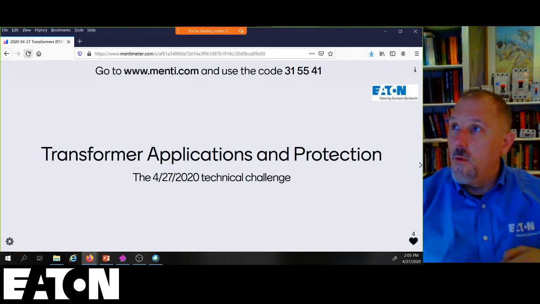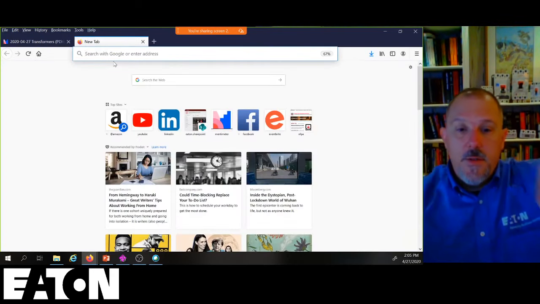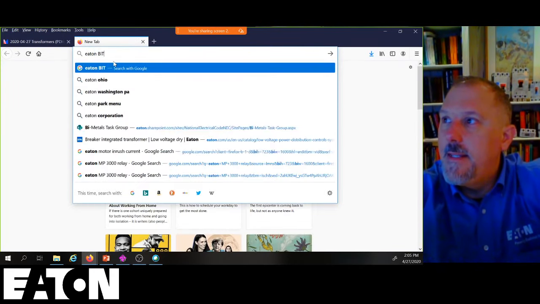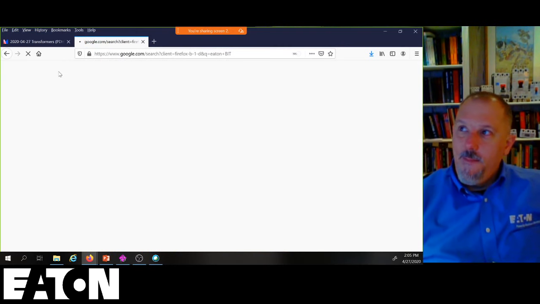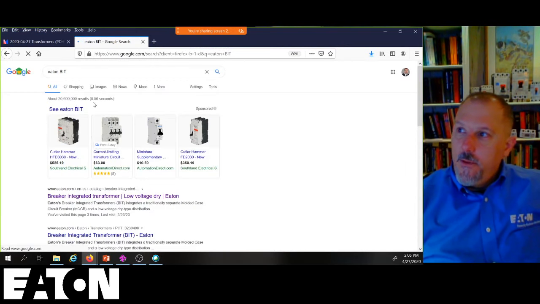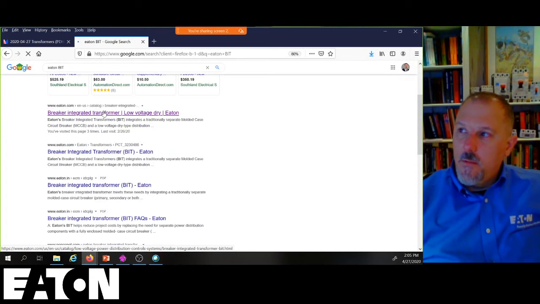And what we did with the transformer, that breaker in transformer, we call it a BIT. Remember, 315541. Let's do an Eaton BIT: breaker integrated transformer, low voltage dry type transformers.